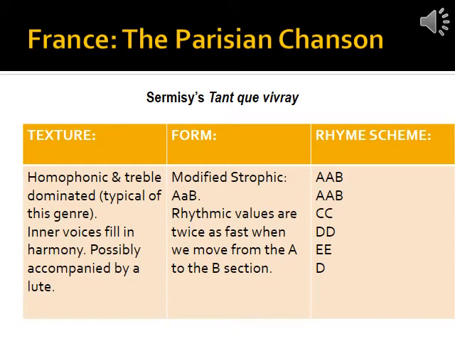As you can see, the rhythmic values are twice as fast when we move from the A section to the B section. The rhyme scheme of this piece, you can see right here. If you look at the endings of the words, it's very clear that it's AAB, AAB, and then C, C, D, D, E, E, and then another D, just for fun. So again, very simple rhyme scheme.